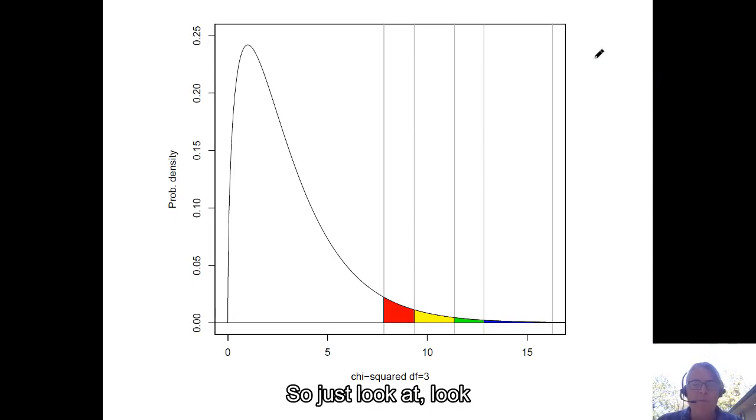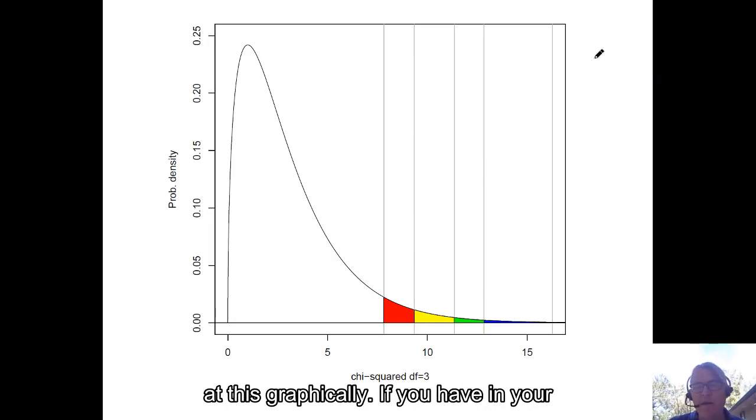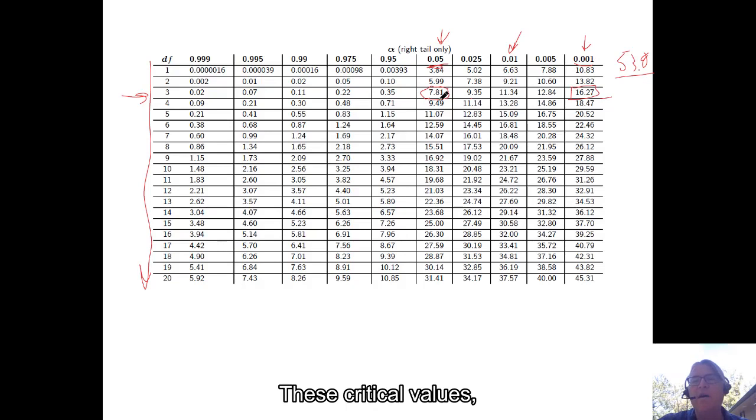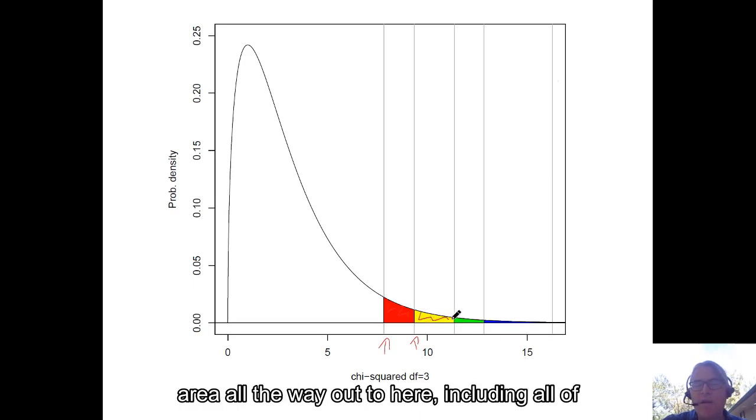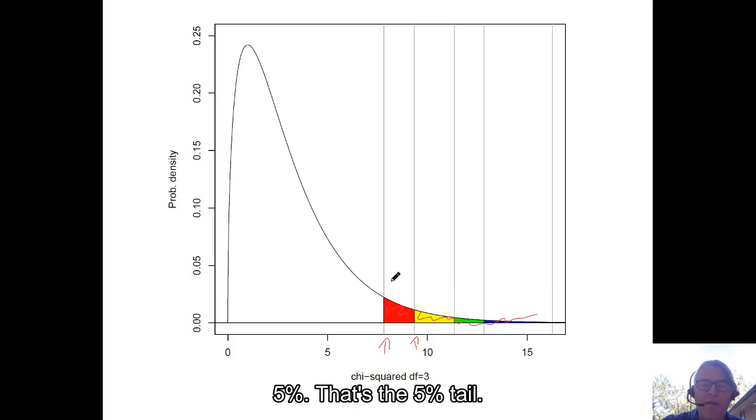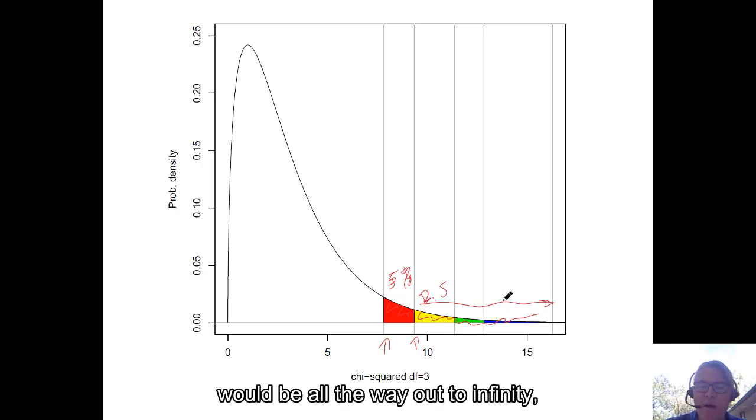Just to look at this graphically, if you have in your mind these critical values, 7.81, 9.34, 12.34, 12.84, I've got them plotted here on the graph. 7.81 there, 9.35 there, et cetera. So this red area all the way out to here, including all of this, that would be 5%. That's the 5% tail. And this yellow marks the beginning of the 2.5% tail, right? The 2.5% tail would be all the way out to infinity.